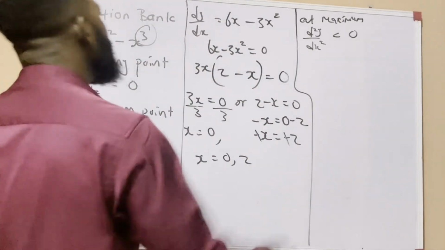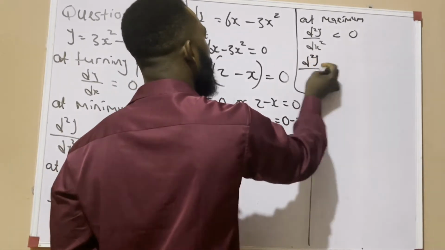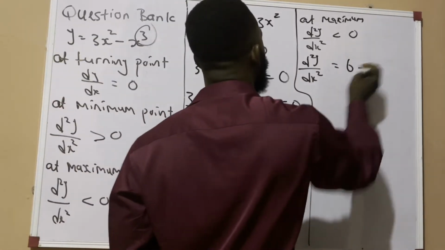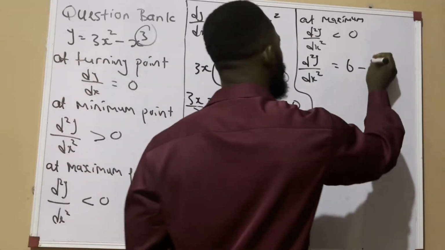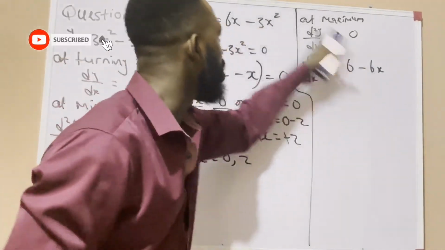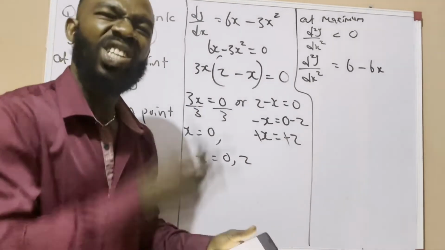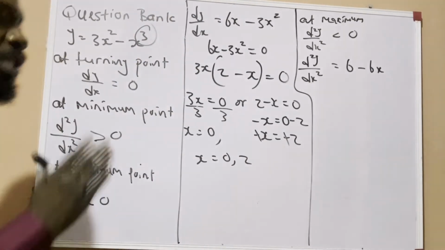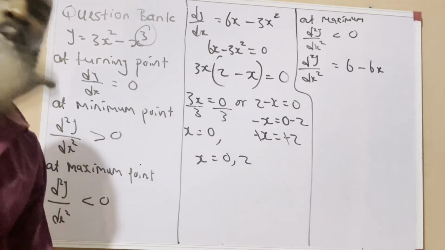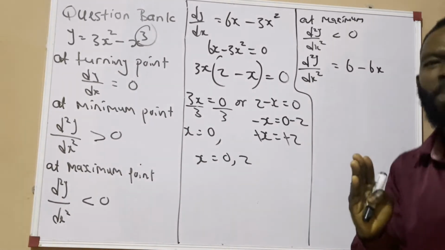And so, if we differentiate the first one, 6x becomes 6, and minus, if I differentiate 3x squared, I will get 6x. How did I get 6x? 2 times 3 is 6, 2 minus 1 is 1. Now, our second order derivative is 6 minus 6x. Now, this is what we are going to do. We will substitute these values to see the one that will give us an answer that is less than 0, because they used the word maximum.